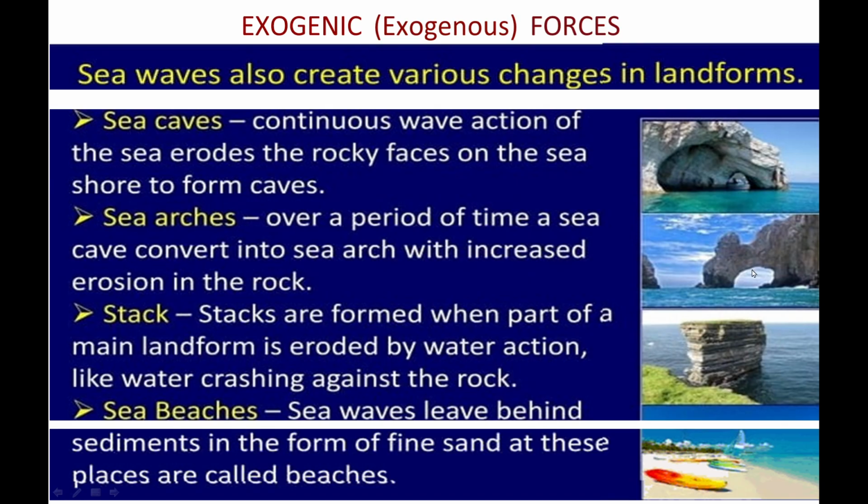So further erosion breaks the roof. Now this roof is also broken. Only walls are left. Here we can see the walls are left. These wall-like features are called the stacks. The steep rocky coast rising almost vertically above seawater is called a sea cliff.